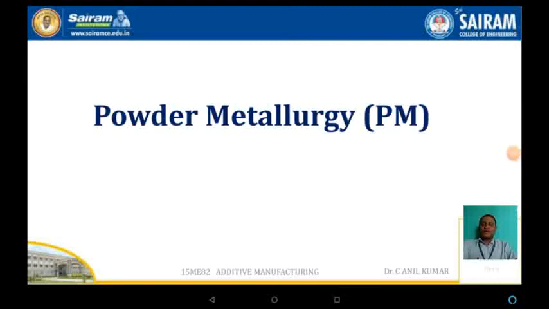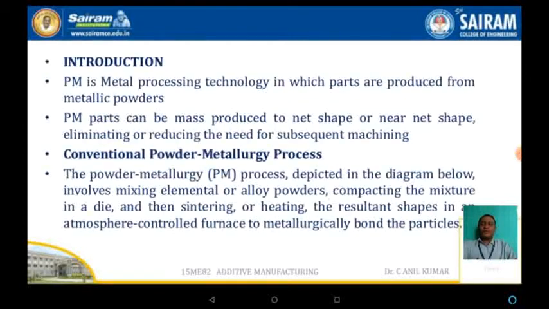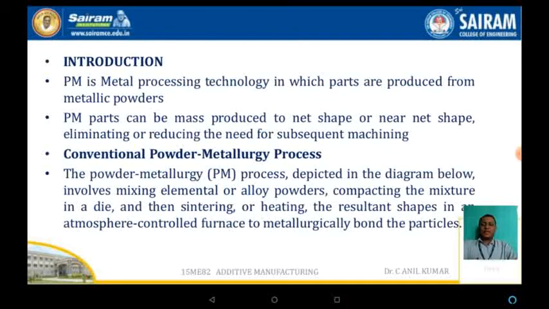Hello everyone. Today we will discuss powder metallurgy. Powder metallurgy is a metallic processing technology in which parts are produced from metallic powder. The main advantage of the powder metallurgy process is the production of components to near net shape, and the subsequent machining process can be eliminated.